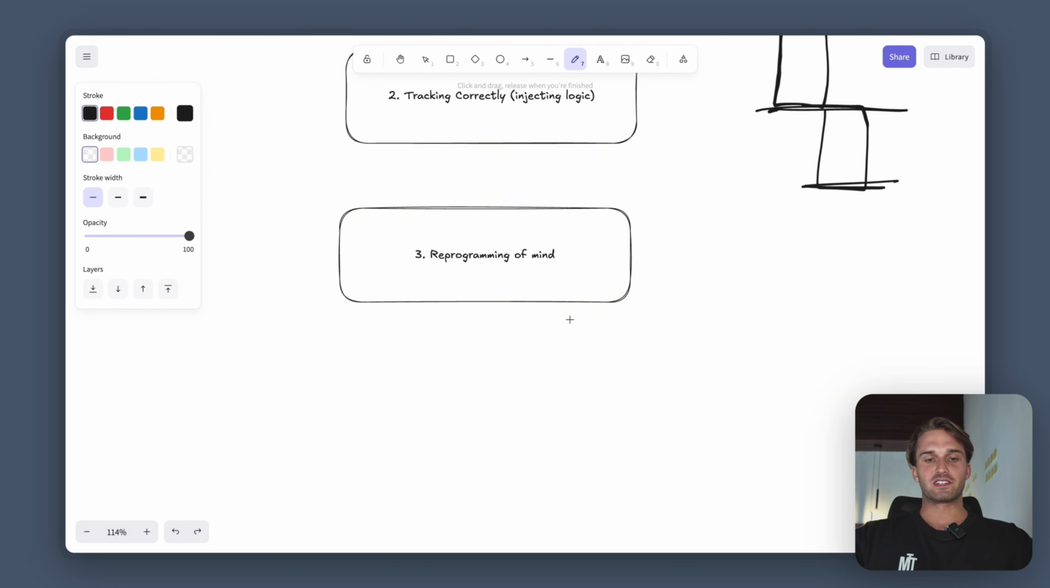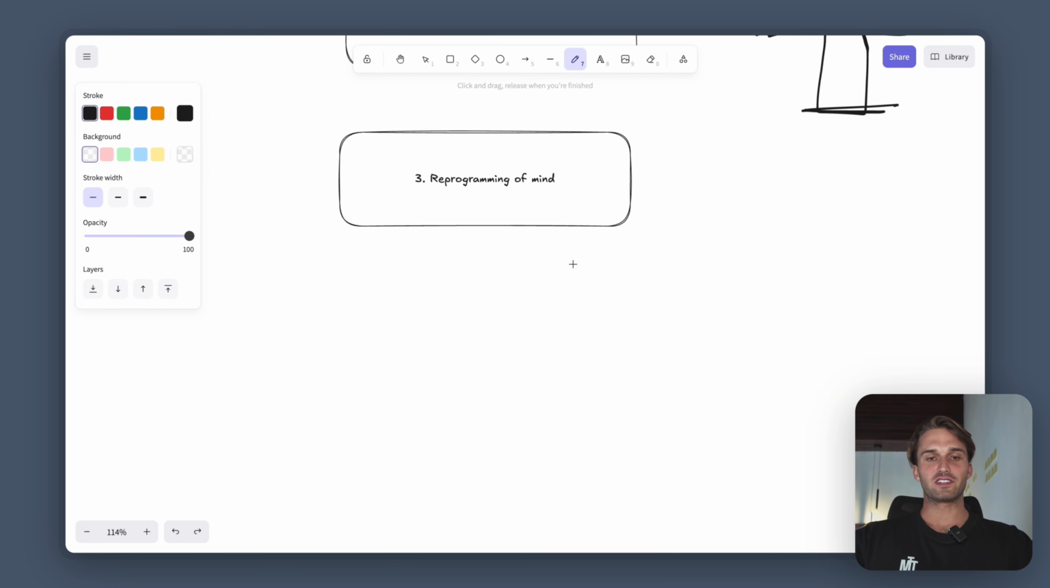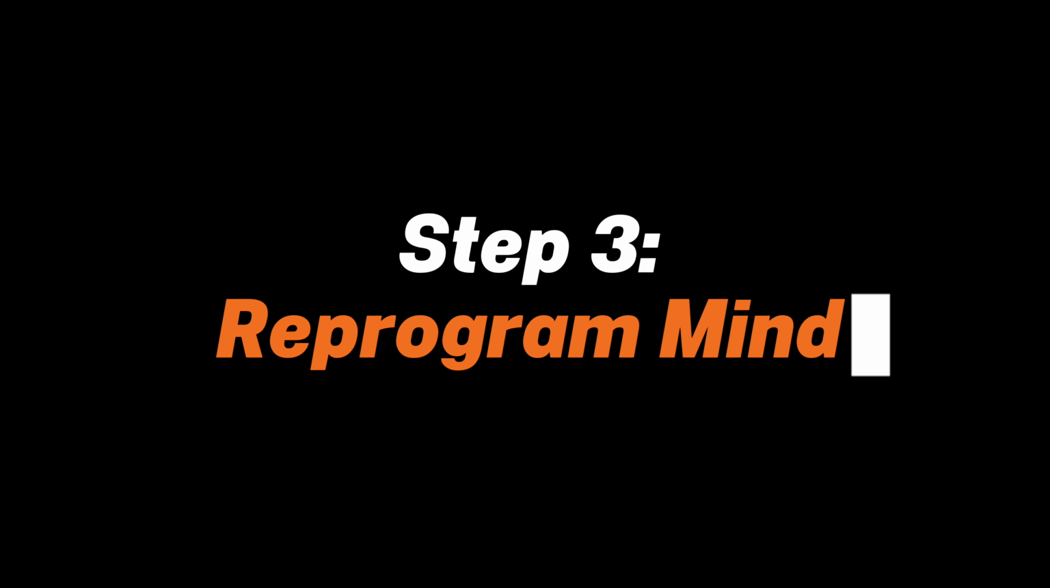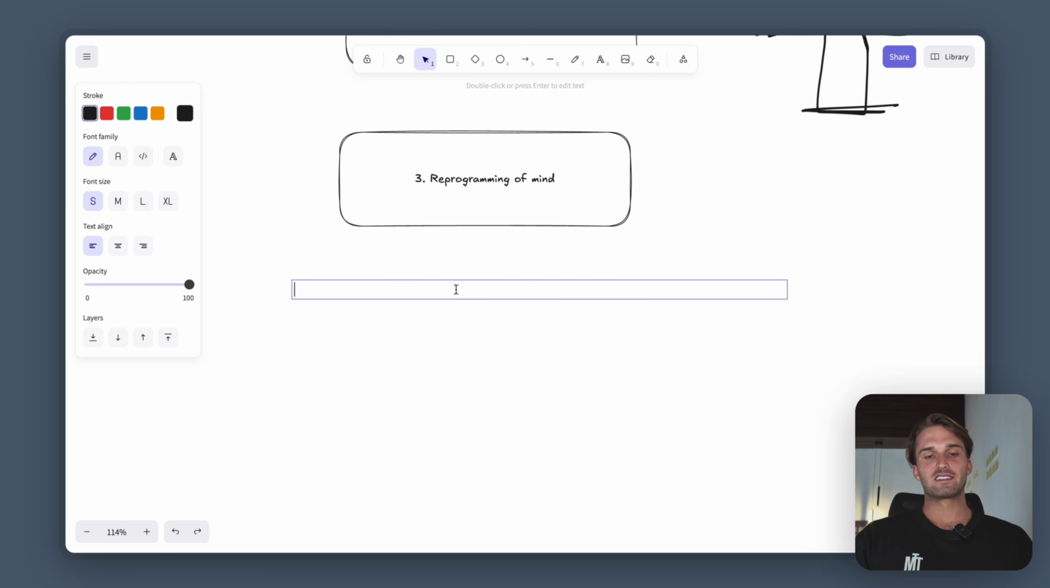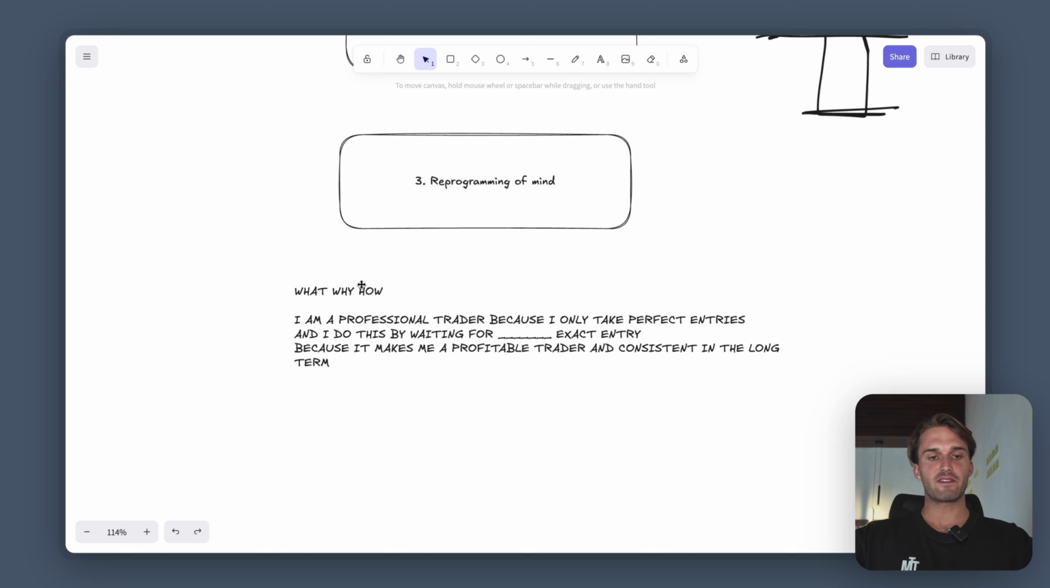And then we have number 3, which is my absolute favorite. I've talked about this a lot. I'm just going to give you a statement here, and this is how you inject logic with a trading statement. This trading statement is built on a what, a why, and a how. So first we have the what, which is I am a professional trader.